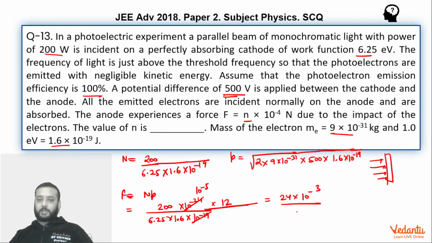So 6.25 into 1.6: 16 5s are 80, so 0, 8 carry. 16 2s are 32 plus 8 is 40, so 0, 4 carry. 16 6s are 96 and 4 is 100. Okay. So it will come as 3 decimal places, this becomes 10. So basically we can erase these 3 zeros. So this will be 10. Hence this will be 24 into 10 to the power minus 4. So basically small n is nothing but 24.